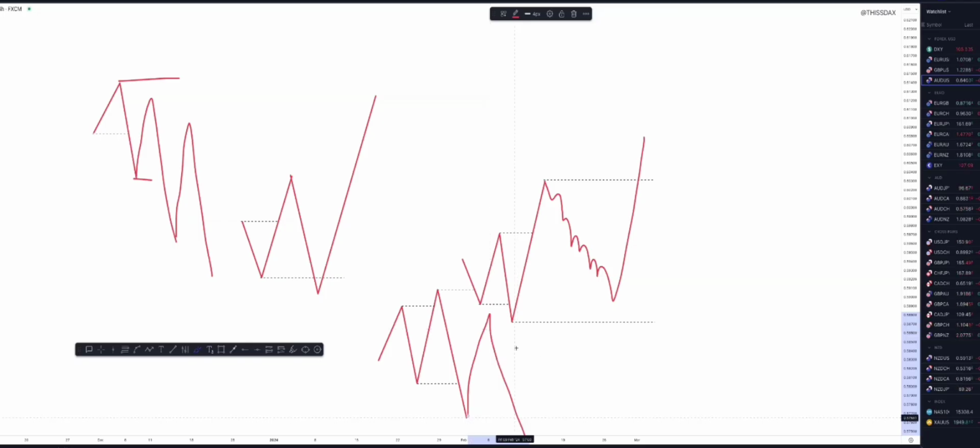I hope we are getting it. So that is that. To determine your swing structure here, you need to see a sweep of the previous low or the previous high.